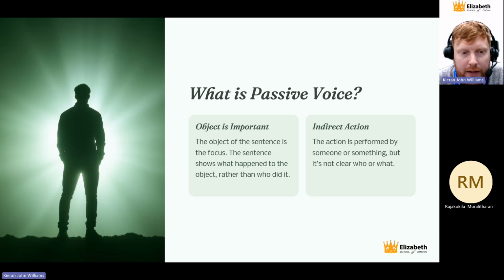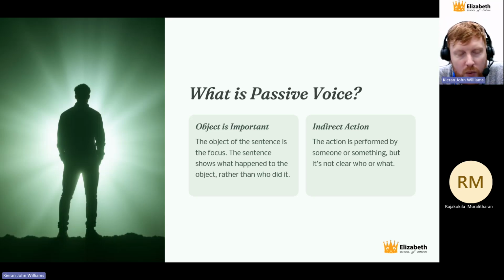Okay, so in this situation, we know the object is the bag. And then we know that somebody stole it. So we have the verb was stolen, but we don't actually need to include the subject. It could be we don't know the person who stole it. Maybe it's not important. So that is why we would use the passive voice.